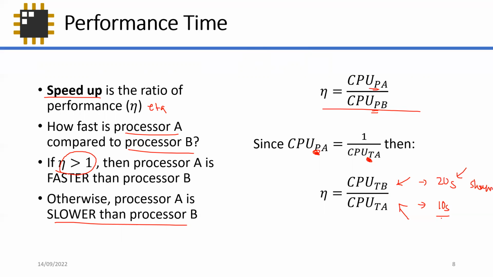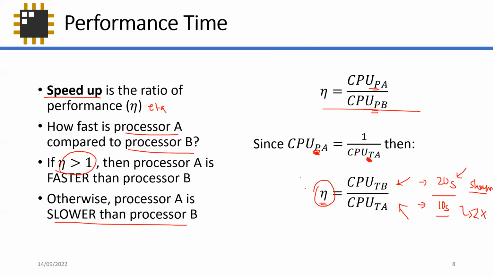then clearly processor B is slower than processor A. And if we're going to get the speedup, I usually like to set my speedup, my eta ratio, to be the slower one over the faster one. Automatically, if I take this ratio, I am sure that processor A will always be 2 times faster than processor B, or processor B is 2 times slower than processor A.